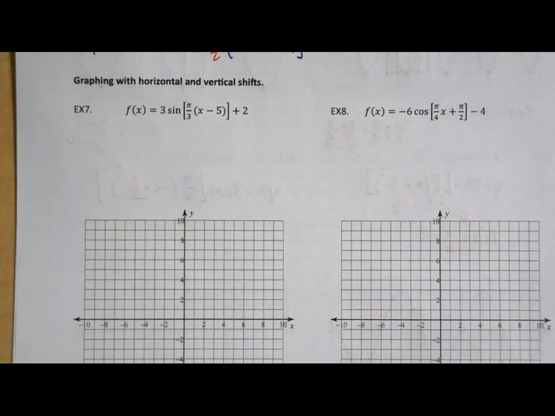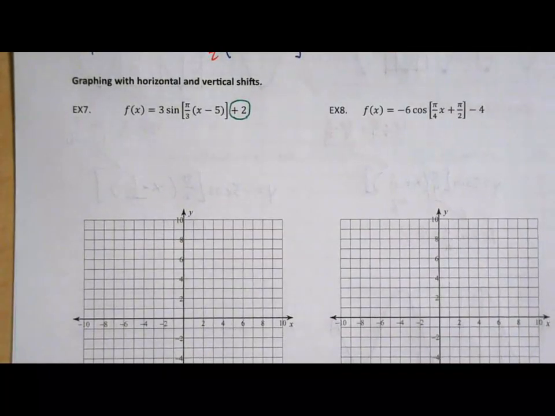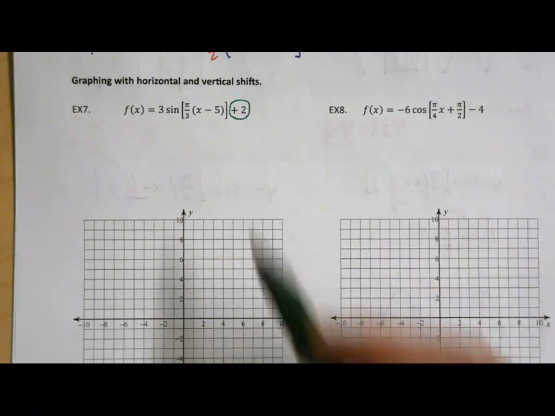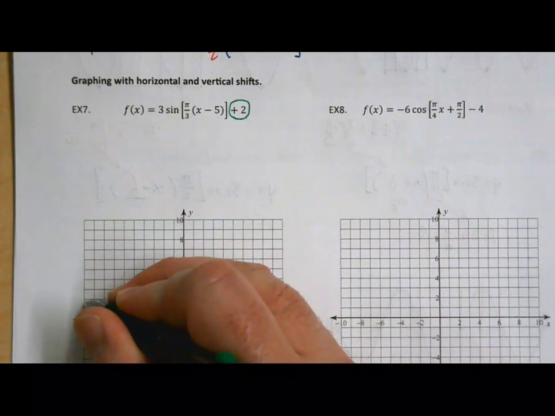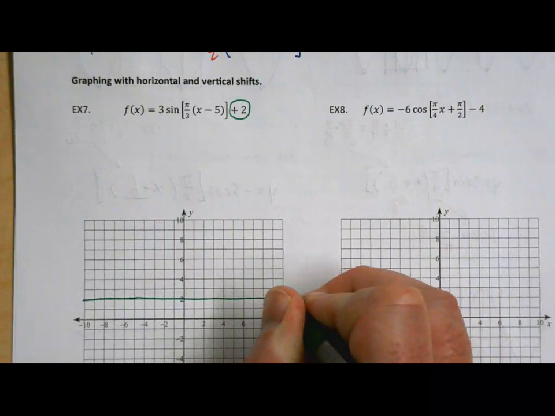Very first thing when I do a problem with a vertical shift is I'm going to take that +2, and I'm going to draw a horizontal line where my new, and I'm doing an air quote here, where my new x-axis was. So everything's been shifted up by 2. My x-axis used to be down there. Now my x-axis is here. Can I get you guys to draw that horizontal line for me?